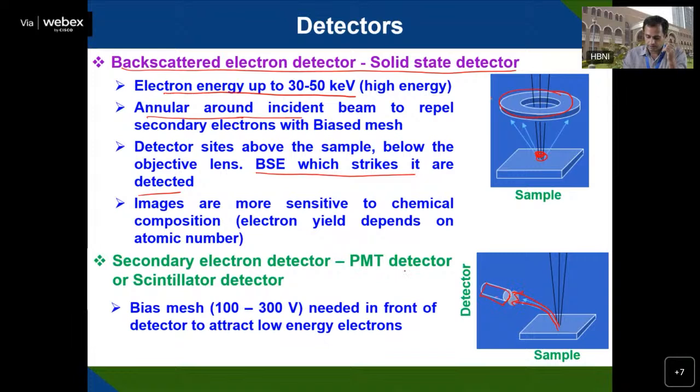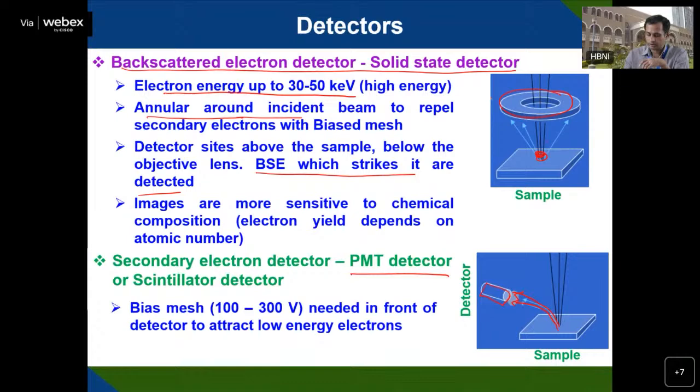Most of them use a PMT detector or a scintillator detector. Since it is secondary electrons, the bias mesh voltage is quite low. You need 100 to 300 volts in front of the detector to attract the low energy electrons. Since in the backscatter case the electron energy is quite high, high voltage is necessary. But for secondary electrons, mostly a PMT or scintillator detector is used.